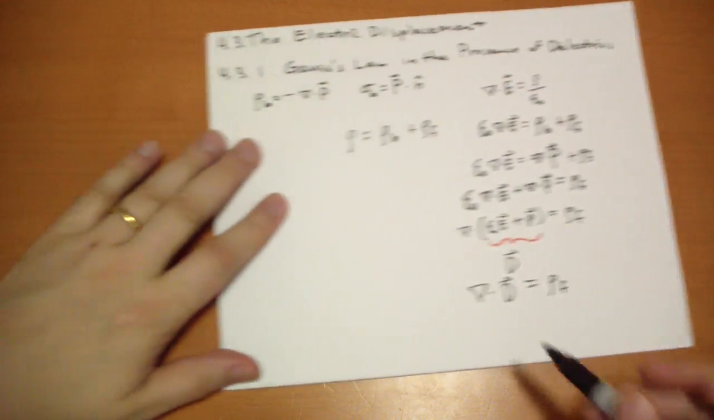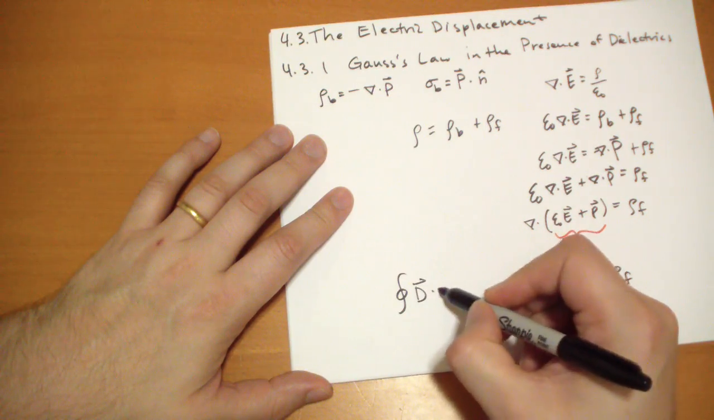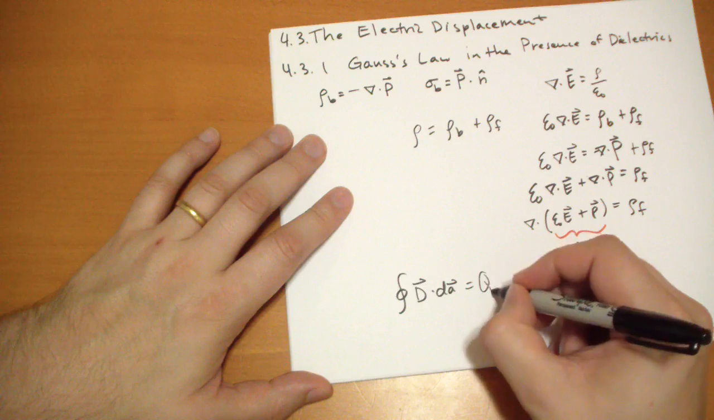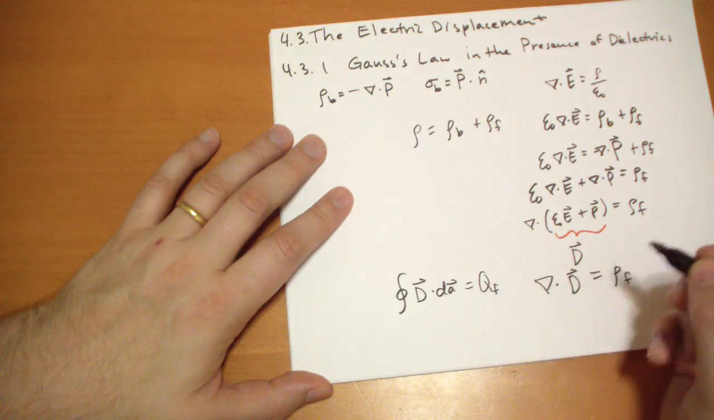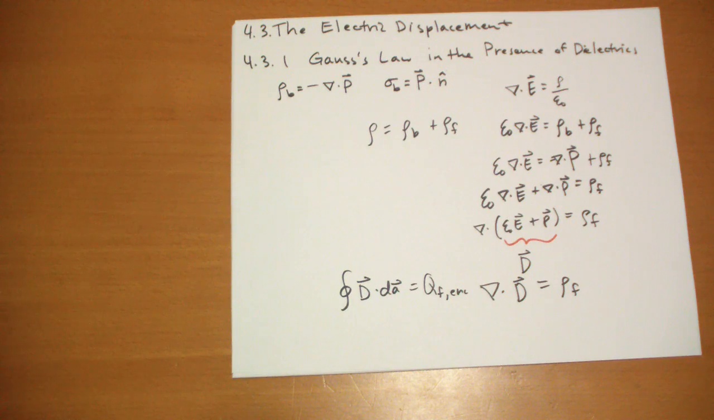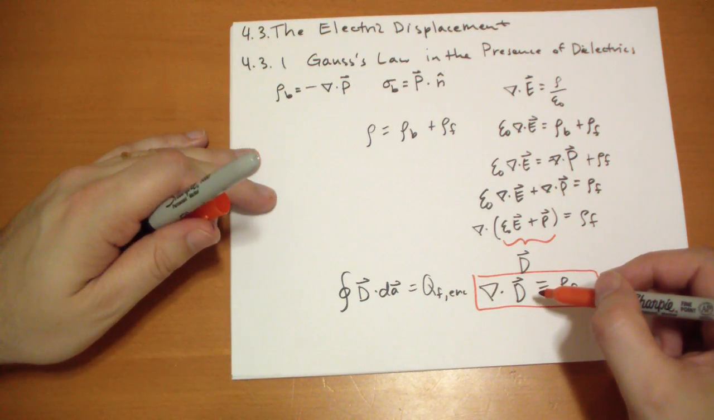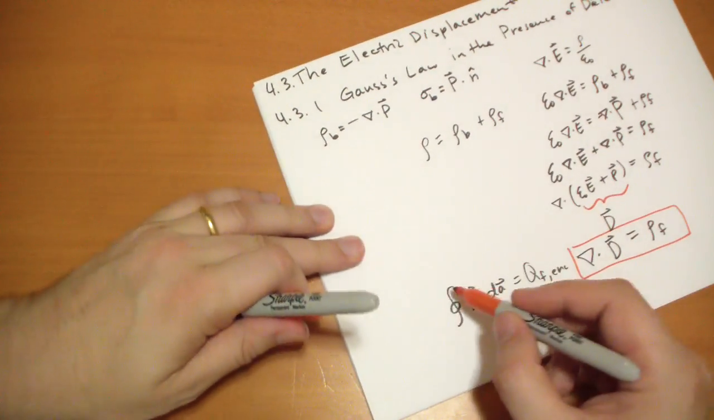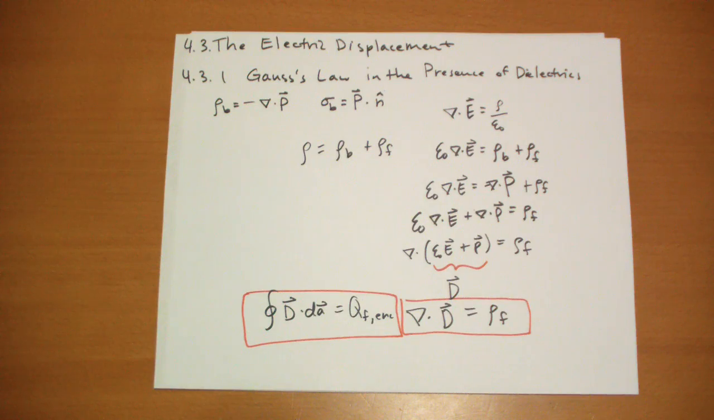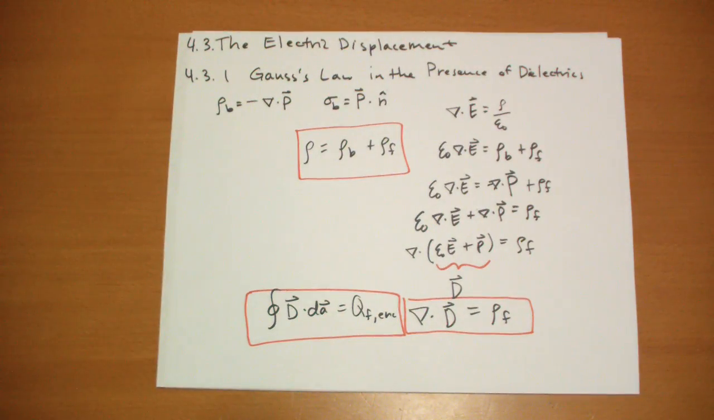Rewrite that in integral form. We have the surface integral of the D vector dot the dA vector of that surface is equal to the total charge of the free charges enclosed. Okay, so let's put a box around these two. This is Gauss's law for displacement, and this is Gauss's law in integral form for displacement. Now, this is also important. The actual charge is equal to the bound charge plus the free charge.